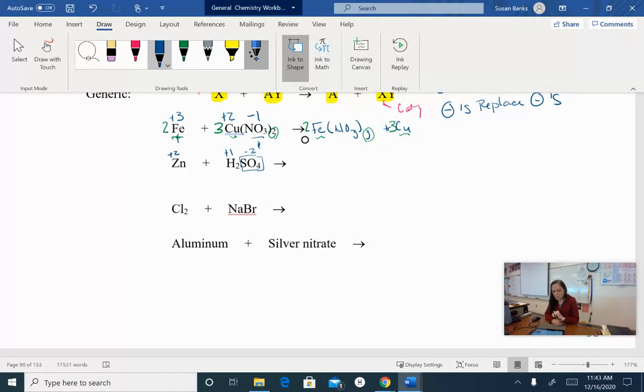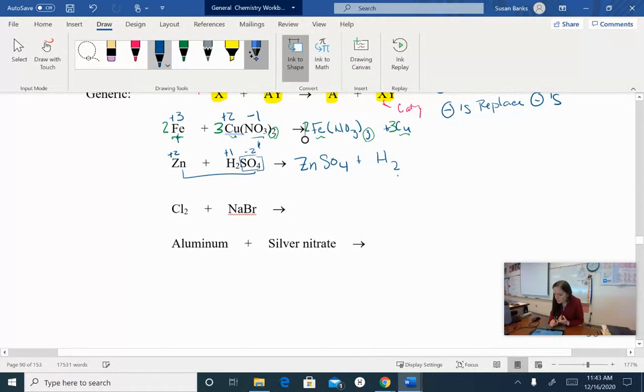I have two positives that are going to switch places with each other. So we've got to figure out the ratio between zinc and sulfate then. So zinc is a +2, sulfate is a -2, so I need one of each. ZnSO4. And then hydrogen is going to be left by itself. And notice I'm writing H2 because hydrogen is diatomic.